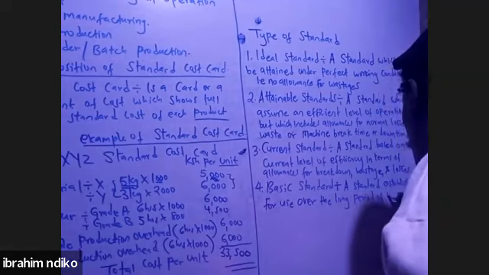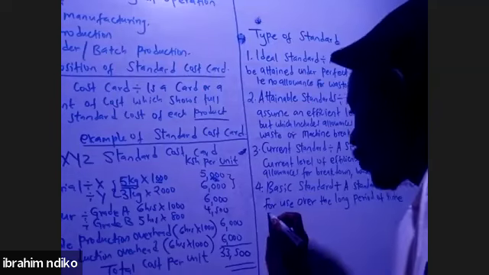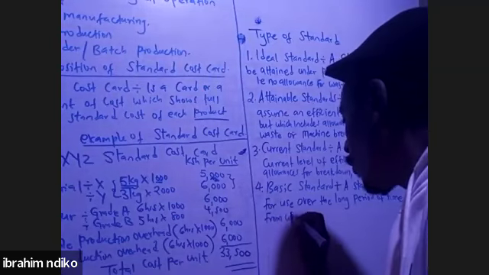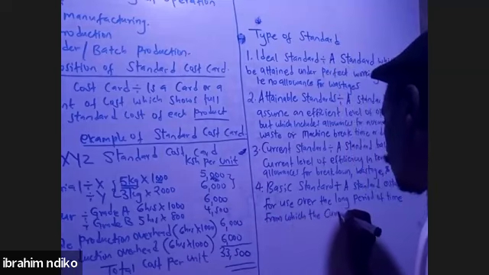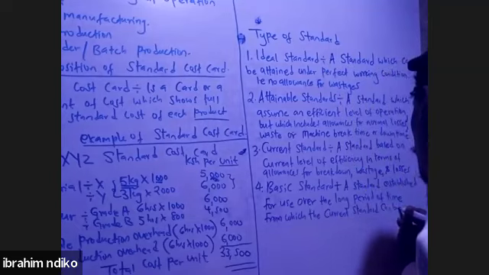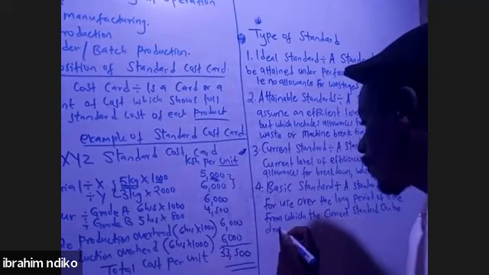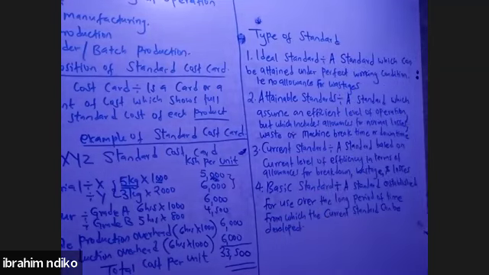So a standard established for use over a long period of time, from which the current standard can be developed. From which the current standard can be developed. That one is all about the basic standard.